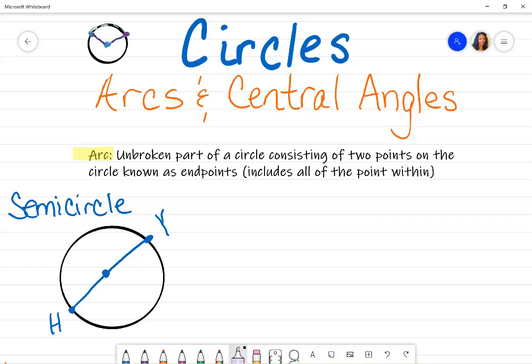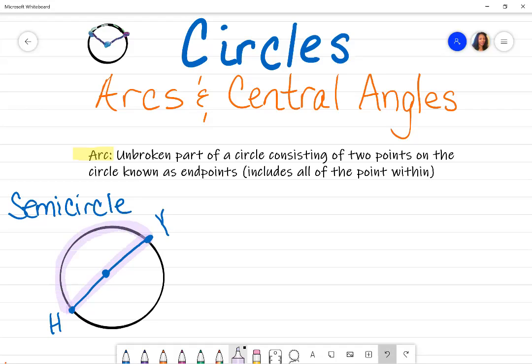So I'm going to discuss three specific arcs. One is a semicircle, and a semicircle has endpoints that are formed from your diameter. So this is my diameter, and my arc is the outside of the circle. So it's the unbroken part of the circle. If I were to take the circle apart, what I just highlighted is half of a circle. So that's called a semicircle.